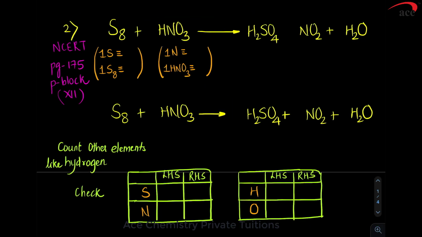Second reaction to balance, where sulfur reacts with nitric acid to give you sulfuric acid, NO2 and water. If you check this reaction, sulfur gets oxidized to sulfuric acid and nitric acid gets reduced to NO2. It is also an example of a redox reaction, type A category. That is a simple one.